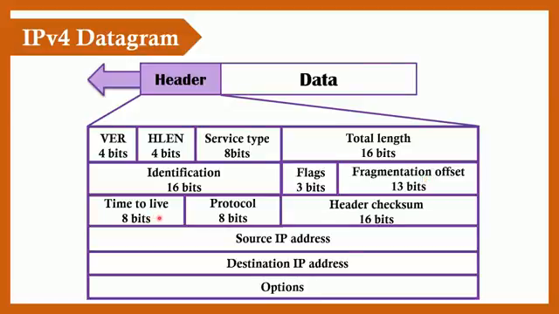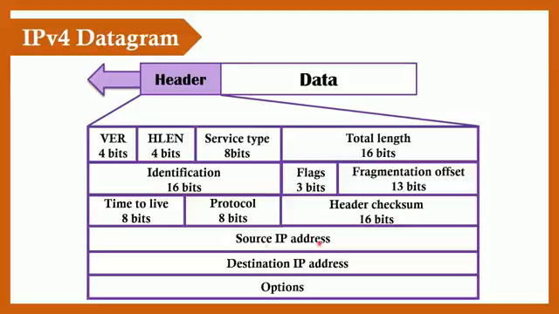Time to live field defines the number of hops a datagram can travel before it is rejected. In simple words, it specifies the duration for which a datagram remains on the network. Protocol field defines which upper layer protocol's data is encapsulated in the datagram, such as TCP, UDP, ICMP, etc. Header checksum. This is a 16-bit field that ensures the integrity of the header's values, not the rest of the packet.